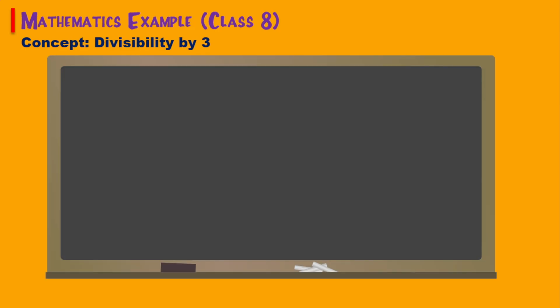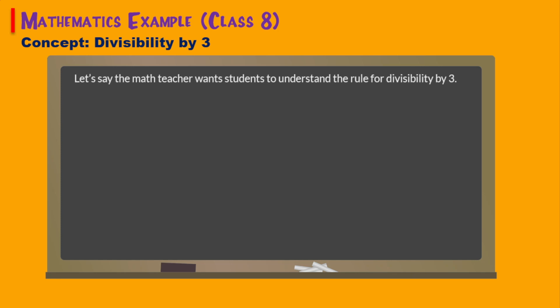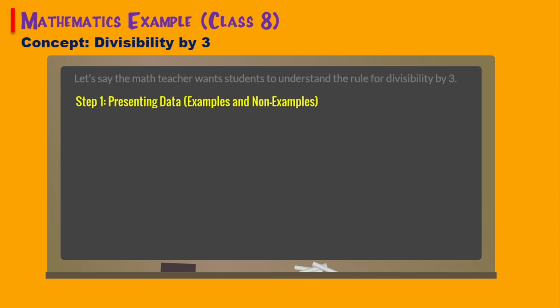Now I am going to discuss the concept attainment model using a mathematics example from class 8. The concept of divisibility by 3. Let's say the math teacher wants students to understand the rule for divisibility by 3. First step is presenting data, that is examples and non-examples.